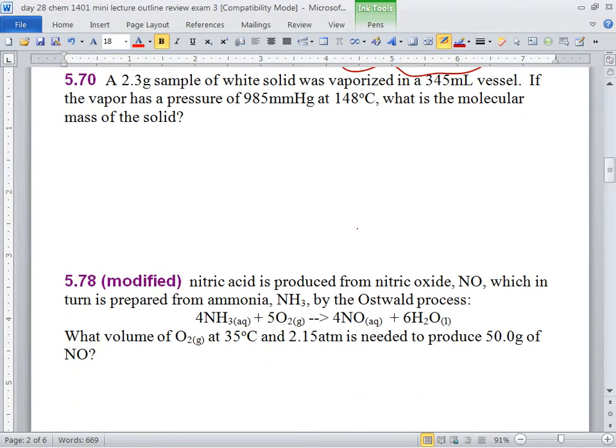So 70 seems like it's straightforward what equation to use, but how to apply it isn't so straightforward. What equation? Yes, PM equals DRT, because it has big M in it.